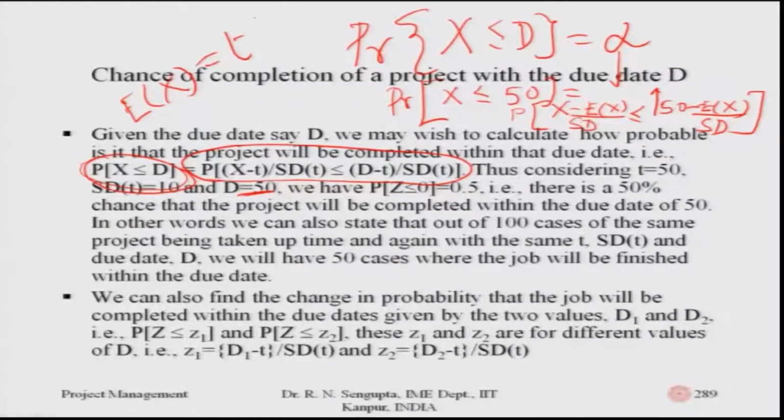This expected value E(x) is equal to t. So, I am using the general notion. So, this 50 and the expected value is also 50. So, this 50 becomes 0. Whatever it is, this now becomes a standard normal deviate z. Hence it is written as probability of z less than 0.